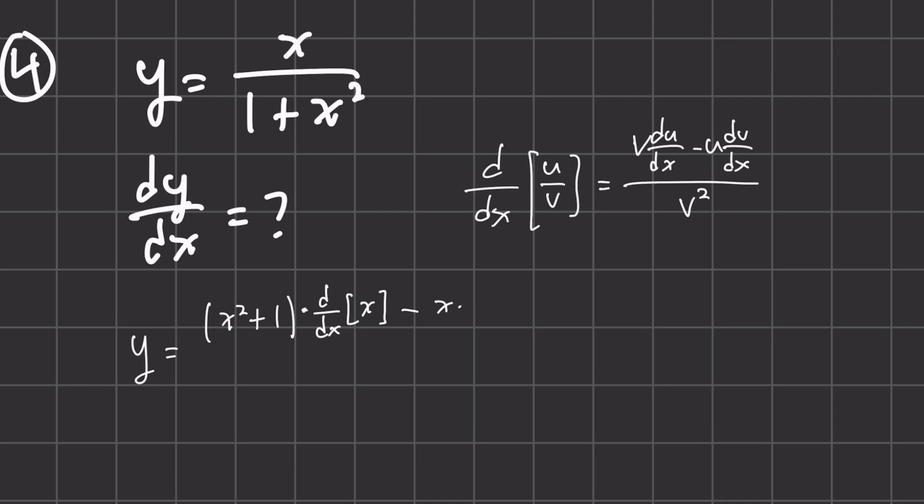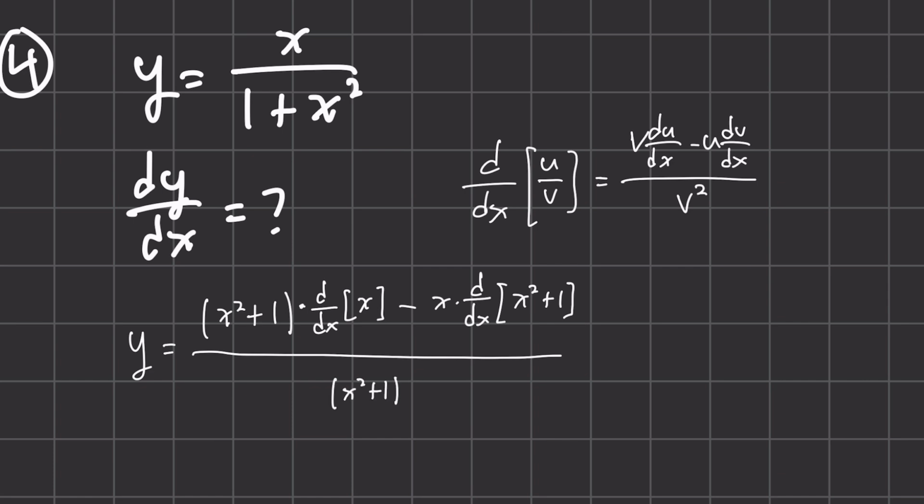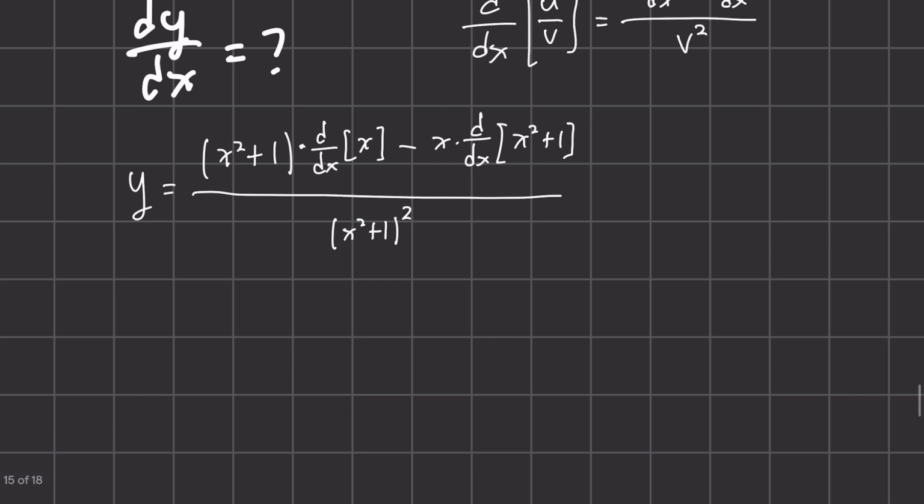multiplied, it's supposed to be a center dot. Anyways, function x multiplied by the derivative of v. In this case, it's just going to be the derivative of x squared plus 1. And it's going to be that all over our bottom function, x squared plus 1, squared. Oh, and it's supposed to be dy dx.